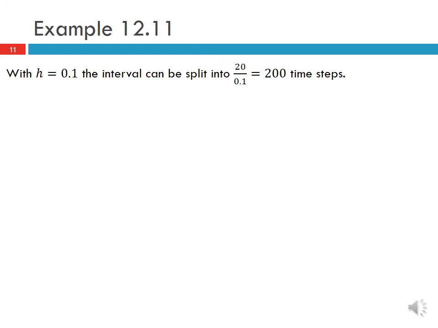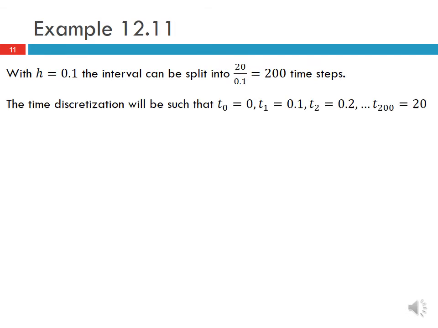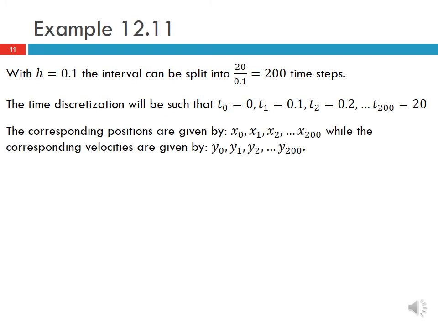So with h equal to 0.1, the interval is split into 200 time steps. The time discretization is such that we have t0 equal to 0, t1 is 0.1, t2 is 0.2, up to t200 equal to 20. The corresponding positions are given by x0, x1, x2, up to x200, and the corresponding velocities are similarly denoted with y0, y1, y2, up to y200.